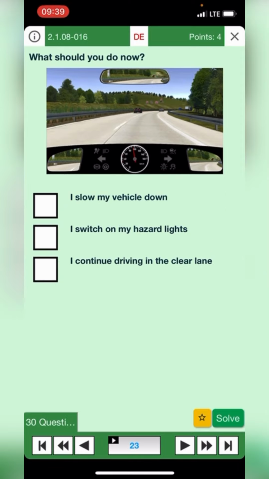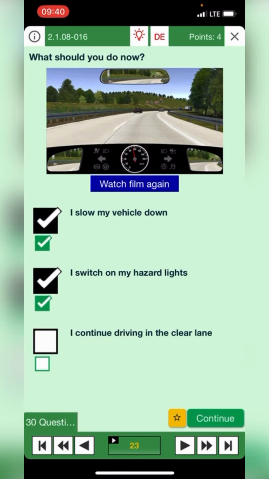What should you do? I slow my vehicle down. Yes. I switch on my hazard warning lights. Yes, let's do that. I continue driving in the clear lane. No, you should slow down because the car ahead of you had switched on the hazard warning lights. Yes, that's the right answer.